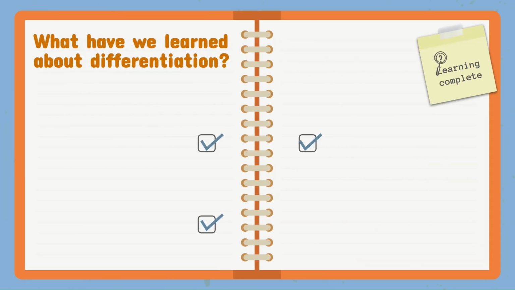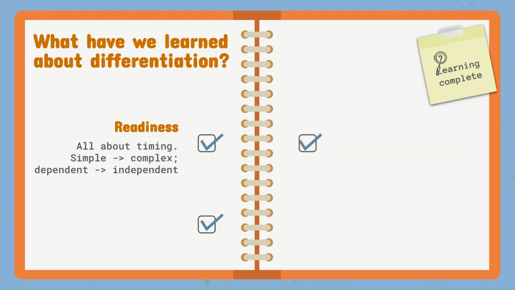So, today, what have we learned about differentiation? I'm going to give a little summary. Readiness is one way to differentiate, and that's all about timing. Some examples we had were going from simple to complex. Remember, staying with the group that was simple and letting the ones that are more advanced move on. And then dependent to independent, work with those who are still needing that extra help, but let those that are getting more independent do that.